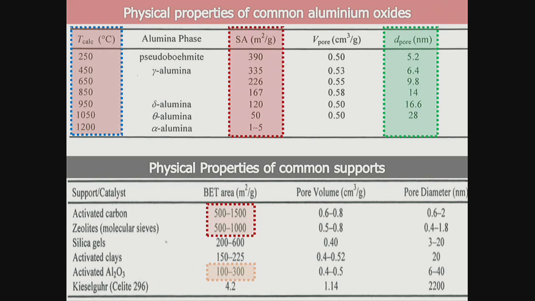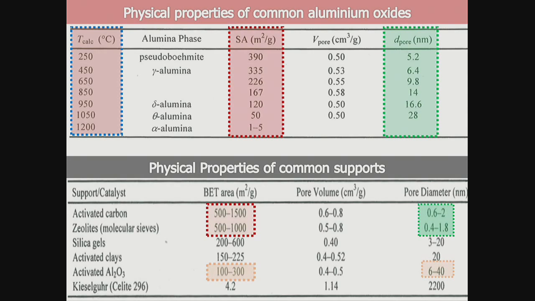Activated carbon is not a catalyst in its own right. It's a support. Zeolites are catalysts in their own right, but could also be a support. And activated alumina is a catalyst that could also be a support, but is predominantly used as a support.